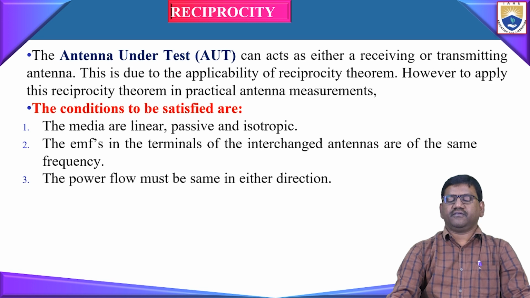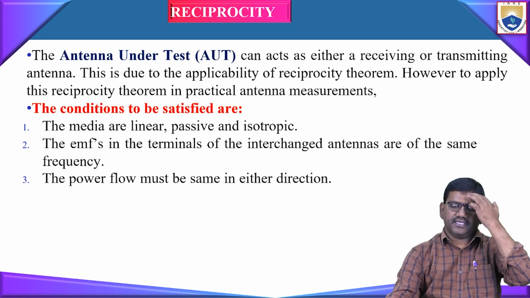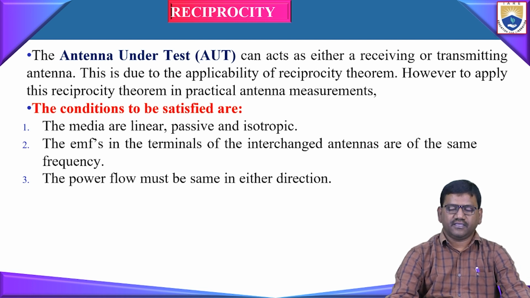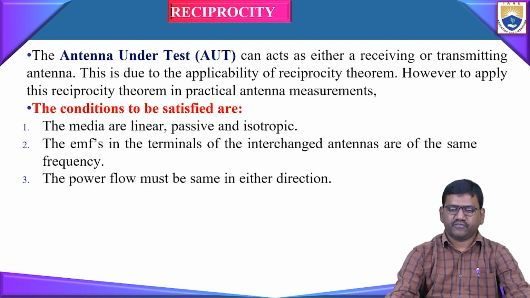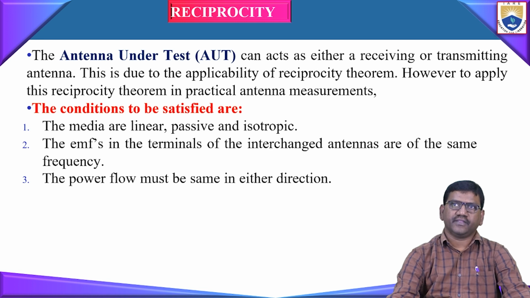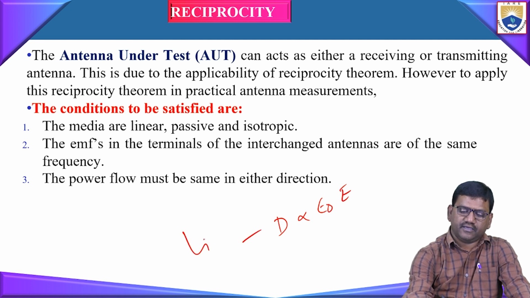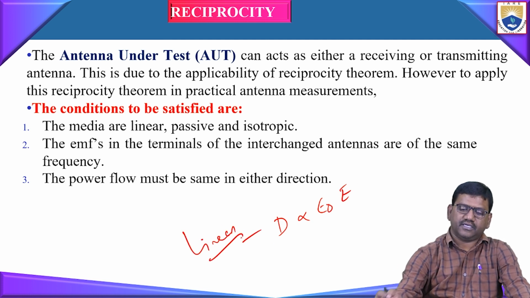There is a reciprocity theorem. That is, the antenna acts as a transmitting antenna and as a receiving antenna, so they follow the reciprocity theorem. Whether they act as a receiving or transmitting antenna is due to the applicability of the reciprocity theorem. However, to apply the reciprocity theorem in practical antenna measurements, the conditions to be satisfied are that the medium must be linear, passive, and isotropic. If D is proportional to epsilon E, then the medium is said to be linear.